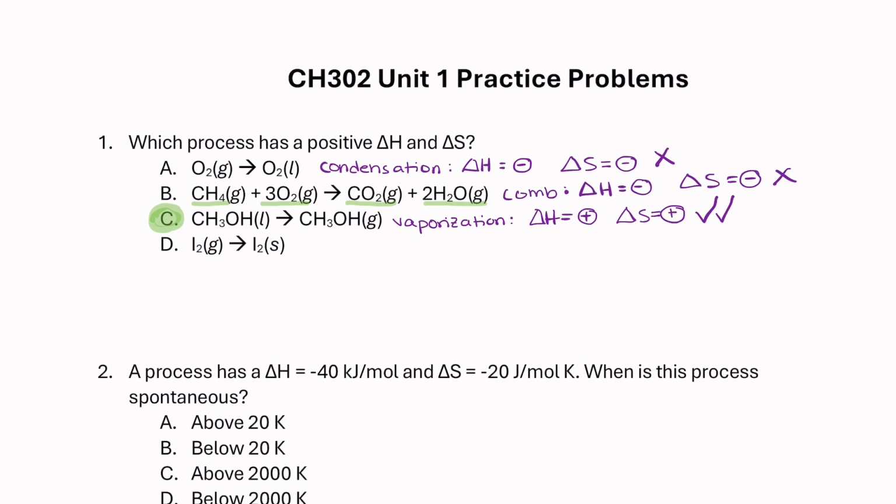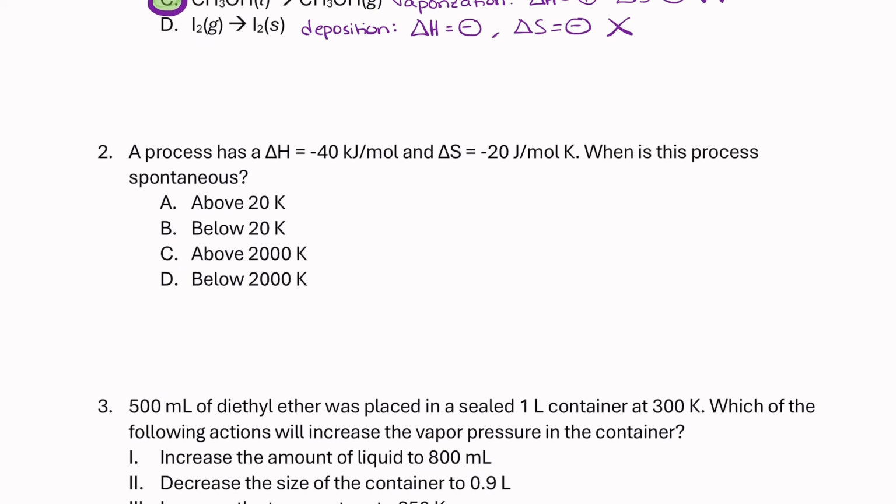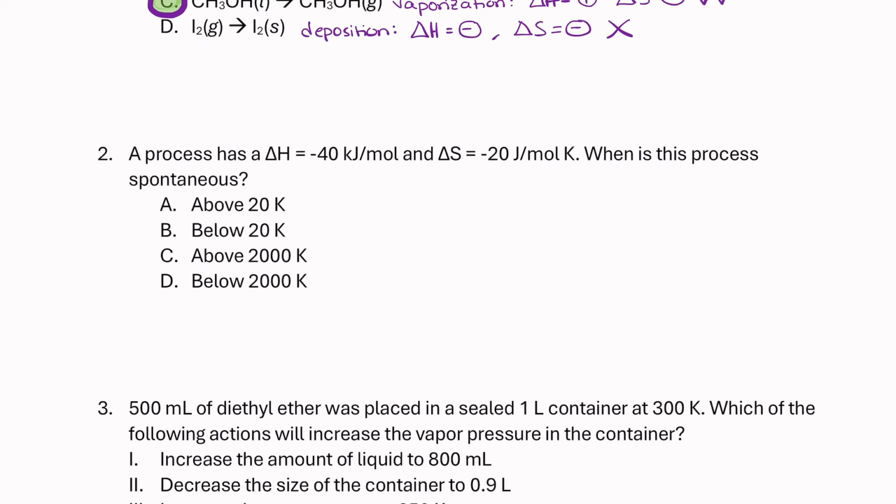In D, we have iodine gas condensing into iodine solid. That's deposition, which releases heat, so delta H is negative. And going from gas to solid means entropy decreases, so delta S is negative. Again, not the right signs. So the only process with both delta H and delta S positive, that's going to be answer choice C. Let's move on to problem 2.